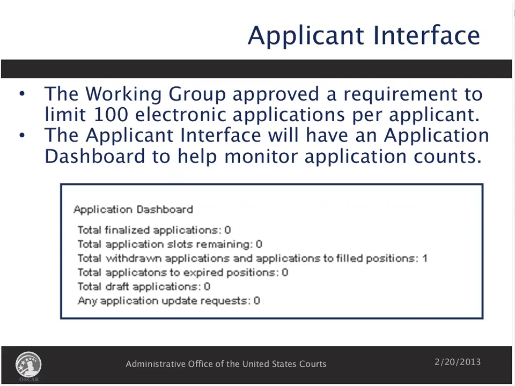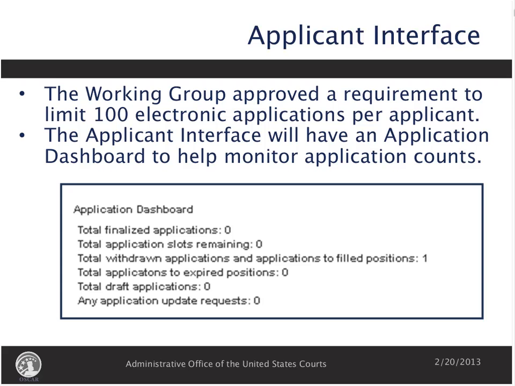And the working group has approved a requirement that limits applicants to 100 electronic applications. Now, this is a rolling limit. So if I had 100 applications in the system and one of those positions I applied to is marked as filled, I would get that slot back. Again, if one of the positions that I applied to went past its close date, the position was expired, after 30 days, I would get that slot back. So this is a rolling limit.